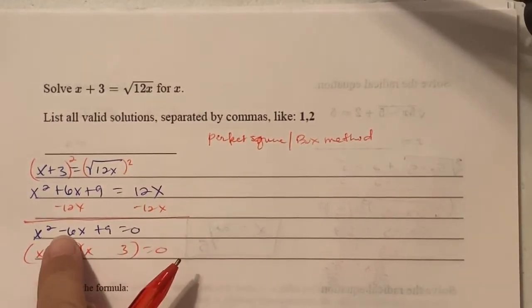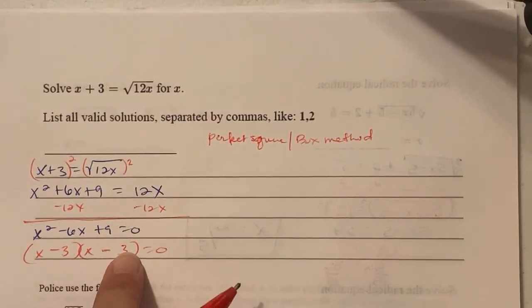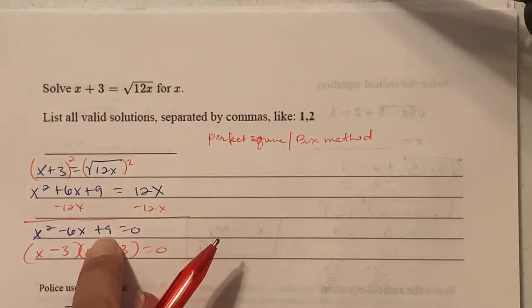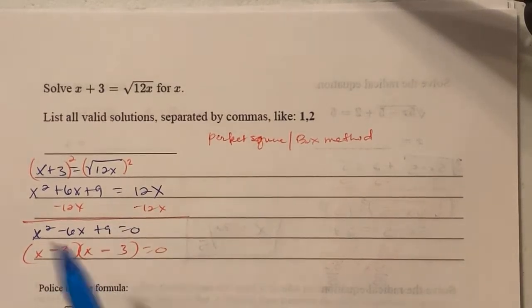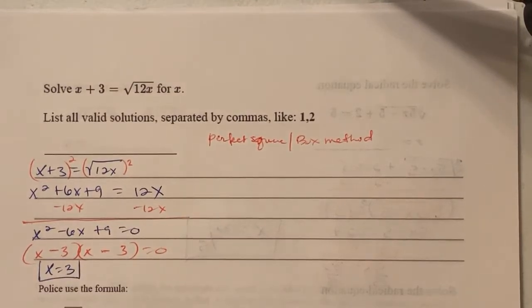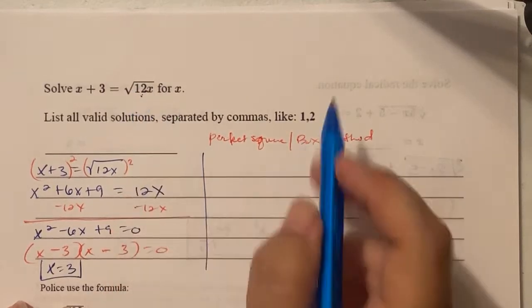In order to get a negative 6 in the middle, they need to both be negative, because if I add the two negative 3's, I get negative 6. If I multiply the two negative 3's, I get positive 9. Since they are the same, there's only one solution in this instance. X is equal to 3. But since it's an even index, we need to check it.